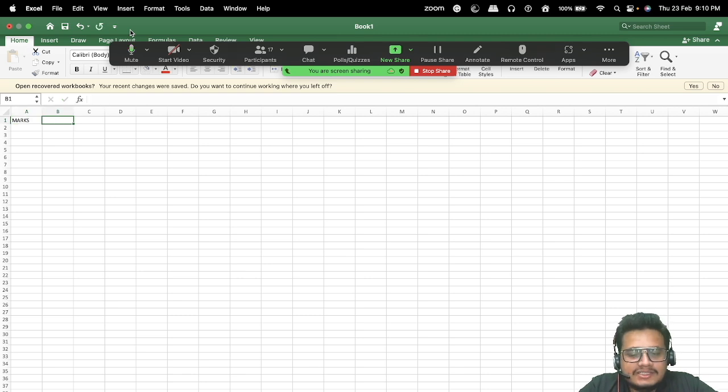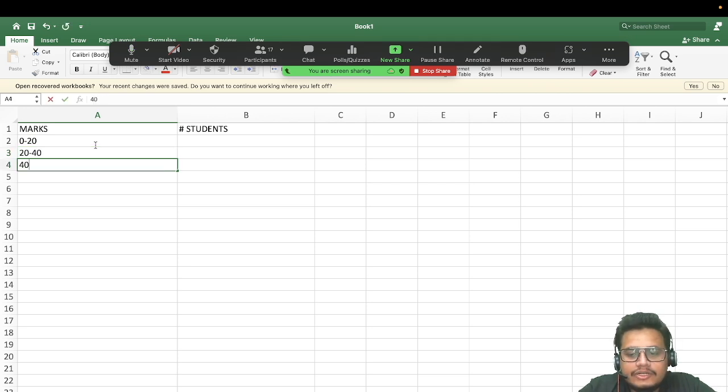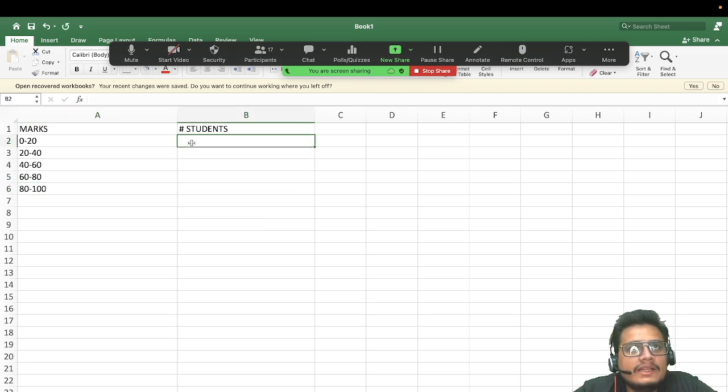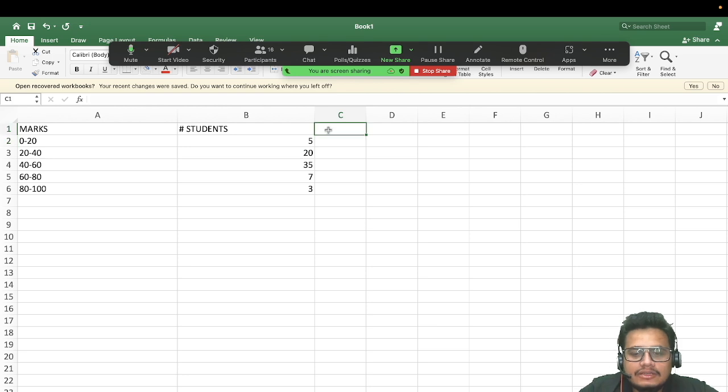So let's say we have marks and we have number of students. Okay, so 0 to 20, 20 to 40, 40 to 60, 60 to 80, 80 to 100. ठीक है, we have 5, 20, 35, 7. So now what we'll do, we'll first find the cumulative frequency. So what is cumulative frequency? फर्स्ट केस में क्या होगी 5, सेकेंड केस में क्या होगी आपकी अपर वैल्यू का सम, that is 20 plus 5.